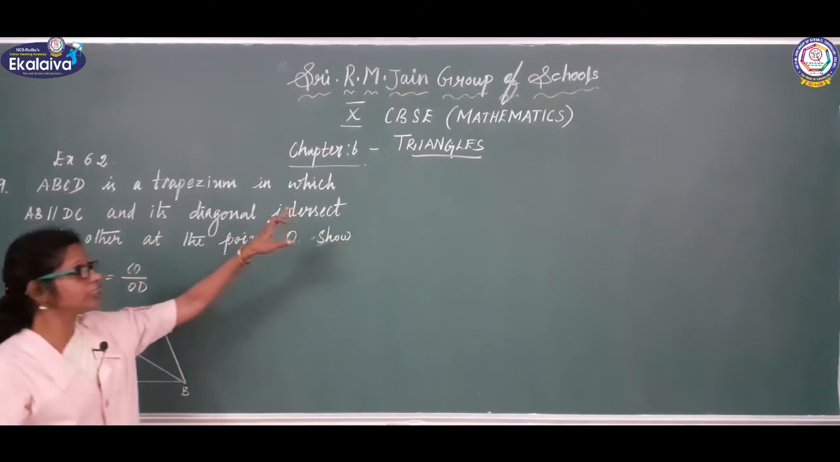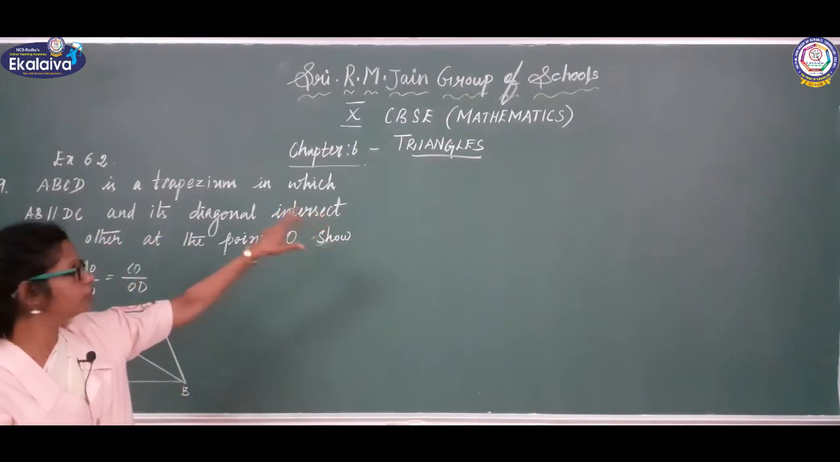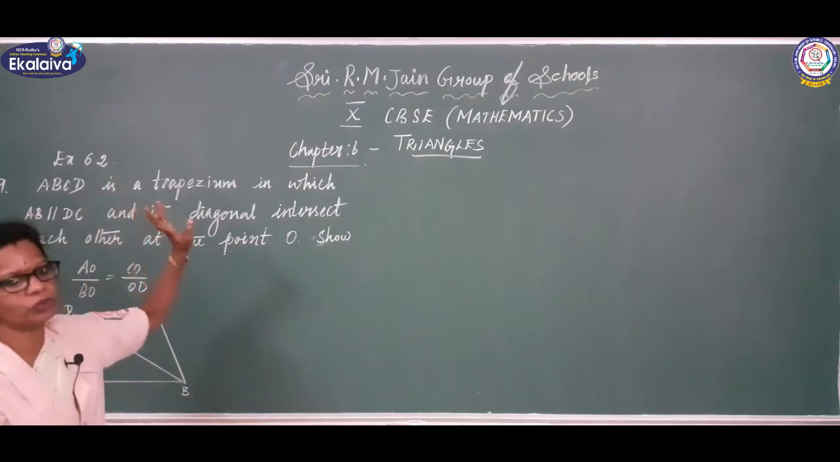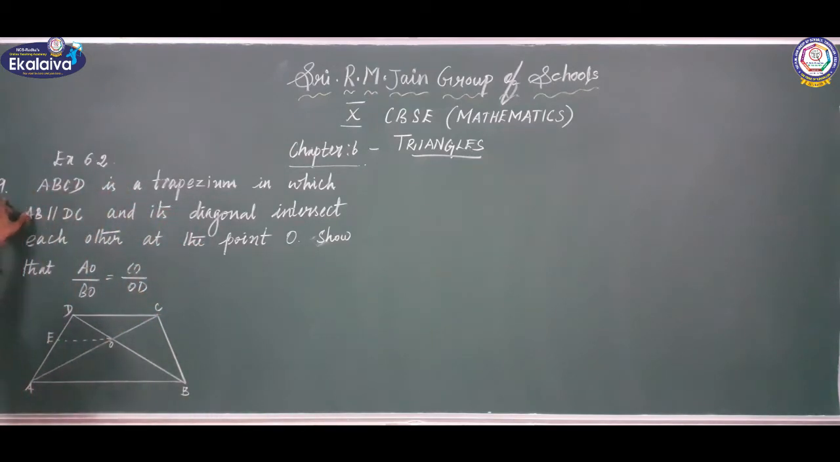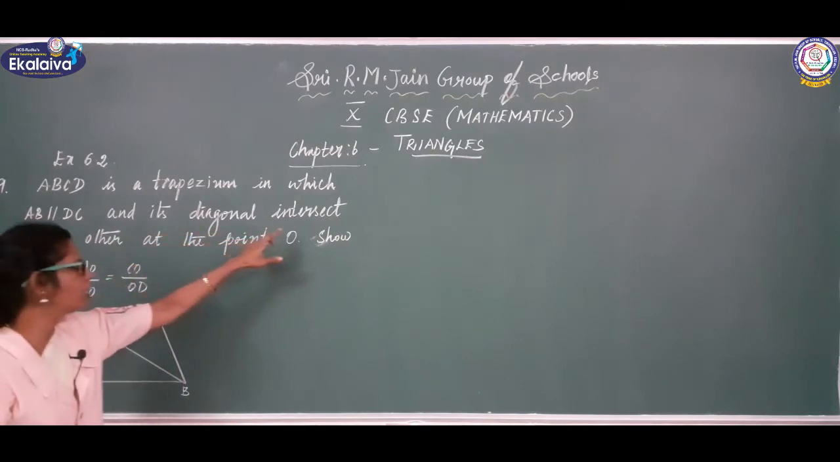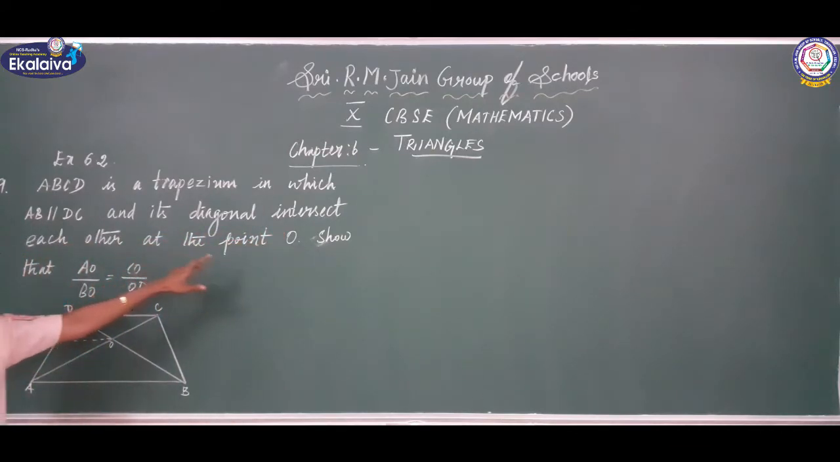Today we are going to discuss in chapter triangles exercise 6.2, question number 9. ABCD is a trapezium in which AB parallel to DC and its diagonals intersect each other at the point O. Show that AO by BO equal to CO by OD.